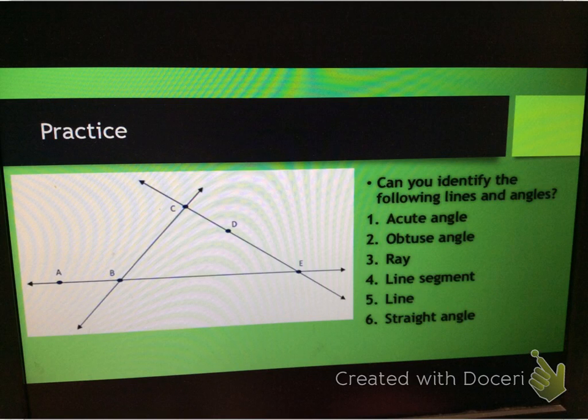Practice. Can you identify the following lines and angles? Number 1, acute angle. Number 2, obtuse angle. Number 3, ray. Number 4, line segment. Number 5, line. And number 6, straight angle. Pause here if you need more time.